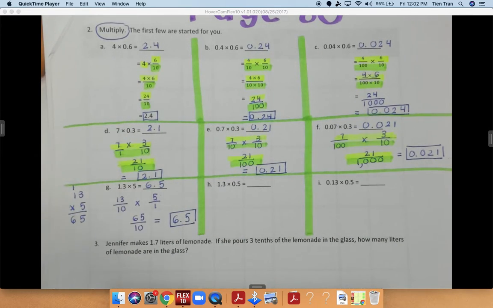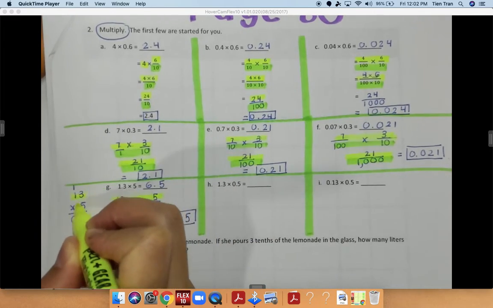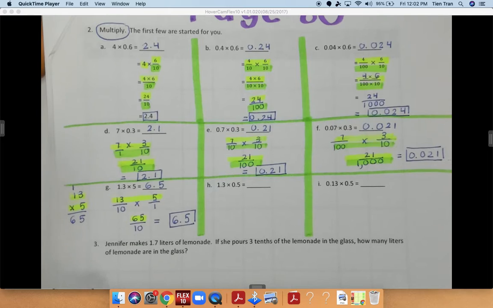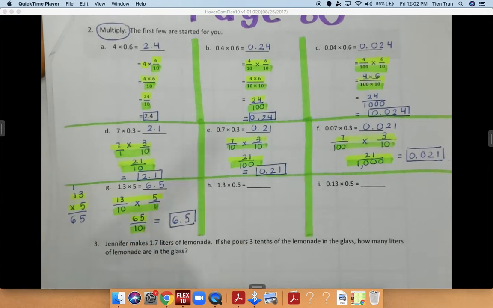Okay, let me highlight it so you can see it more clearly. You multiply 13 times 5, which gives us 65, and then we multiply 10 times 1 in the denominator, which gives us 10.